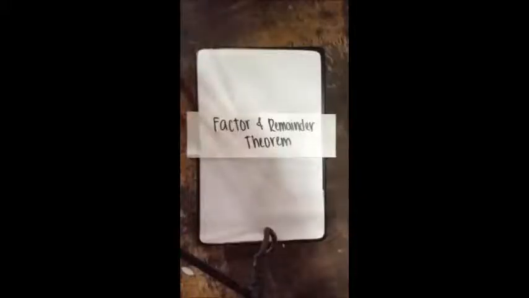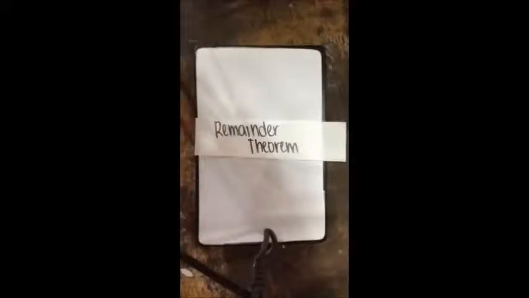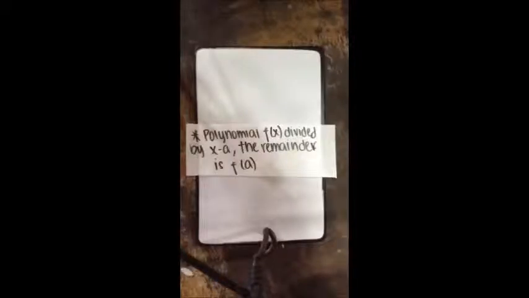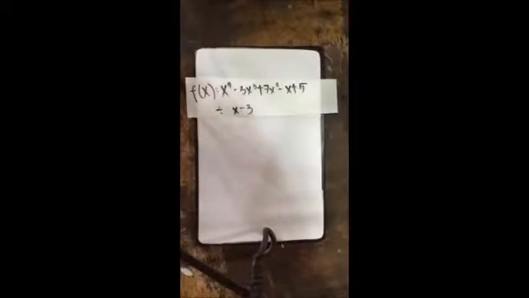Today, I'll be teaching about factor and remainder theorem. So let's start first with remainder theorem. Always remember that remainder theorem states that when a polynomial f(x) is divided by x minus a, the remainder is f(a). Let's use this problem as an example. So the question here is, what will be the remainder when f(x) is divided by x minus 3?